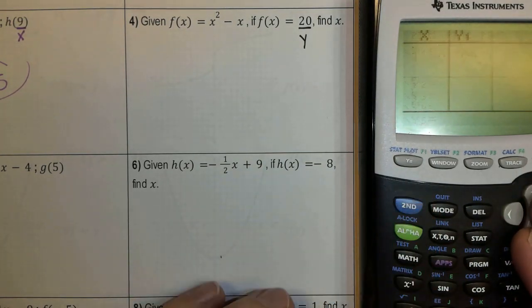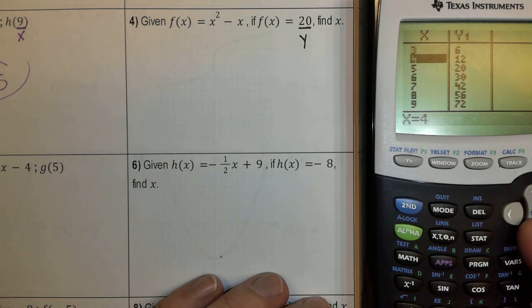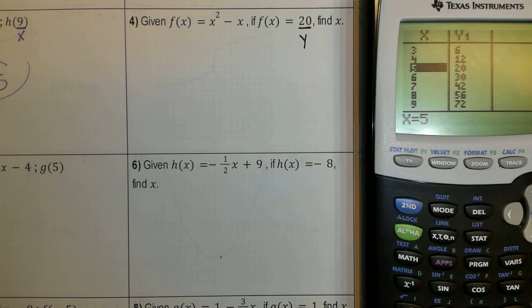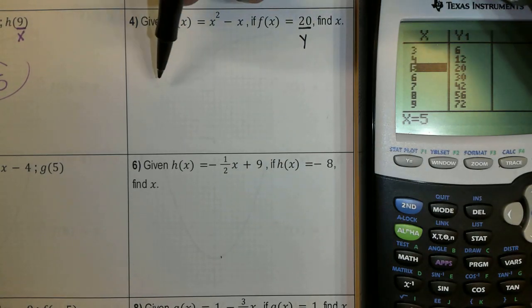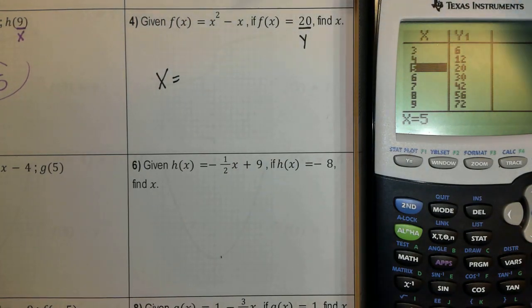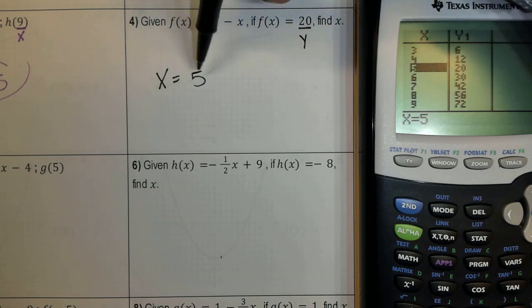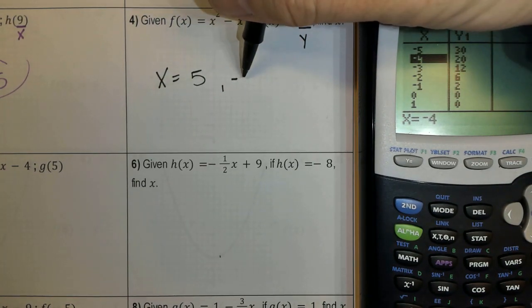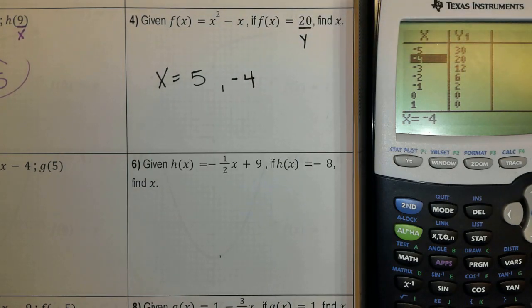Okay, second graph. And look, there's 20 right there on the y. So this answer would be, I have x equals 5. And oh look, I have another one, -4.